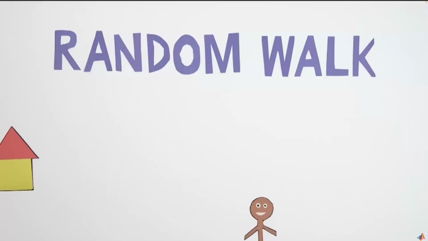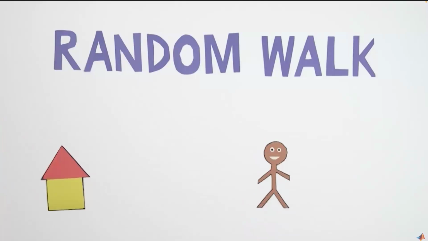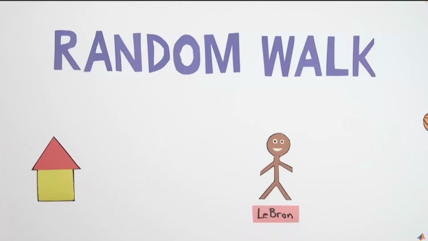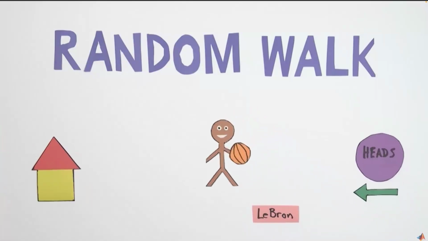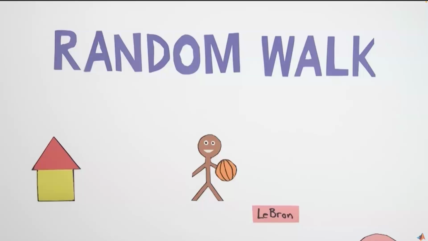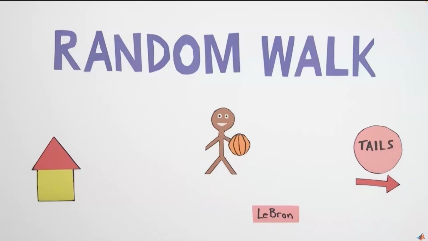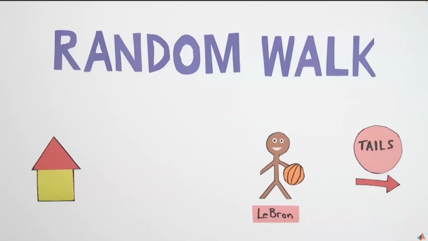There's a person who's standing a certain number of steps away from his home. Let's just call him LeBron. In the function, LeBron flips a coin, and if it lands heads, he takes one step towards his home. And if it lands tails, he takes one step away from his home. The question is, how many coin flips will it take LeBron to get back to his home?